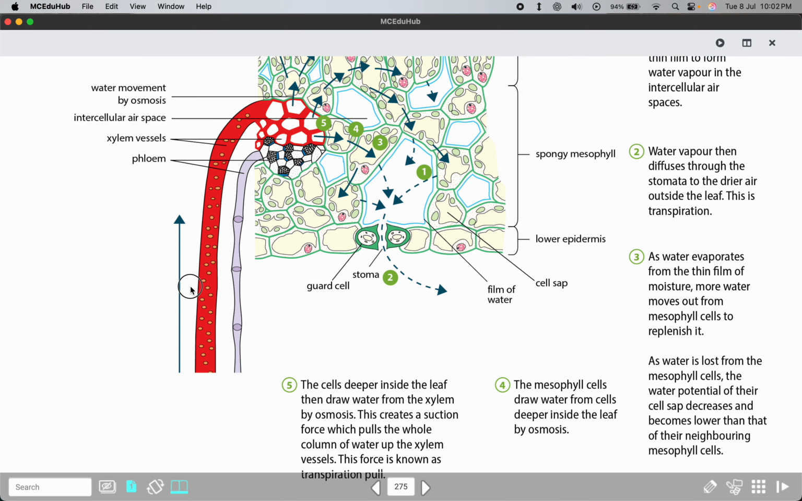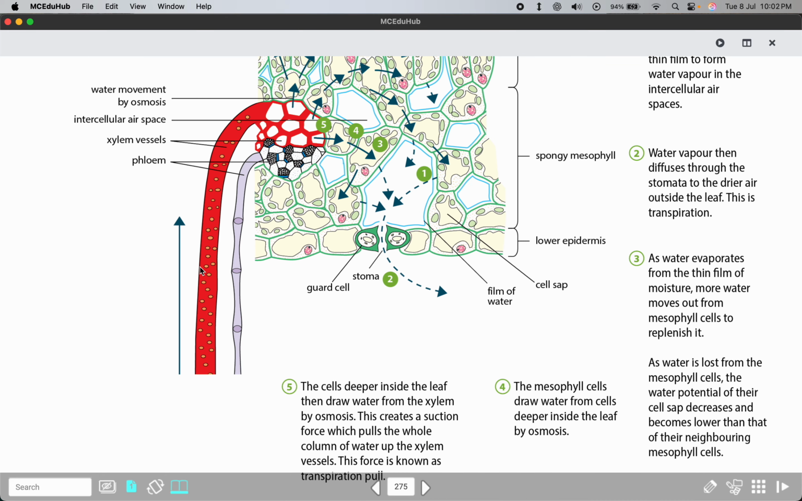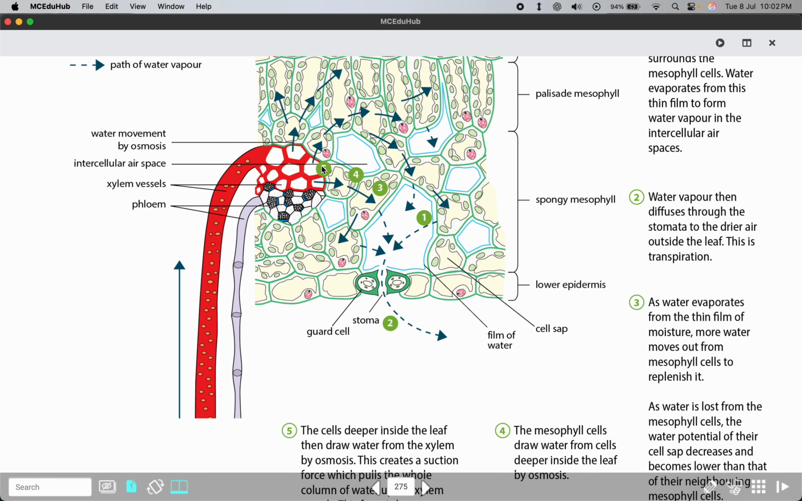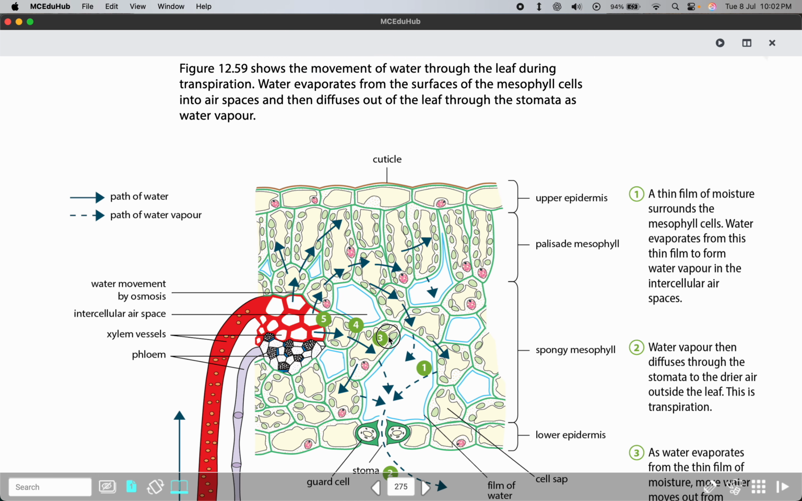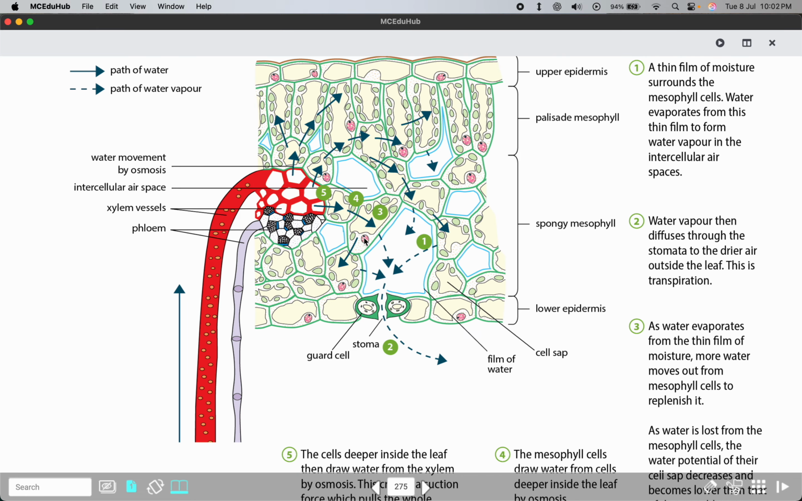Water moves up the xylem, and once it reaches the cells, it moves by osmosis towards all these different cells. But what we care more about is mainly over here. So we care about these cells that are near the intercellular air spaces. So let's go step by step.